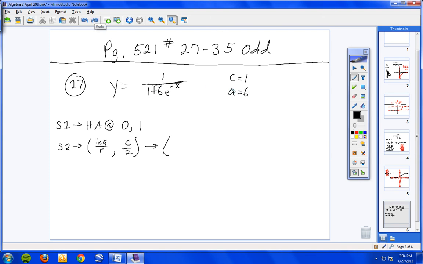That's always your a. And r, now don't forget to change the sign. What number's in front of the x, even though you can't see it? A negative what? A negative 1. There's a negative 1 there. And for r, you always change the sign, so you're going to put a positive 1 right here. That's really, really important. Okay, so natural log of a, that's natural log of 6, over r, that's 1, comma, c over 2, that's 1 over 2. So let's go ahead and simplify these. We're going to go ahead and take the natural log of 6 and then divide that by 1. And if you do that correctly, you will get 1.8. I'm going to round to 1 decimal place. And of course, 1/2 is 0.5.